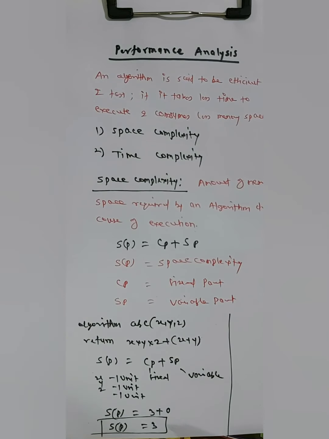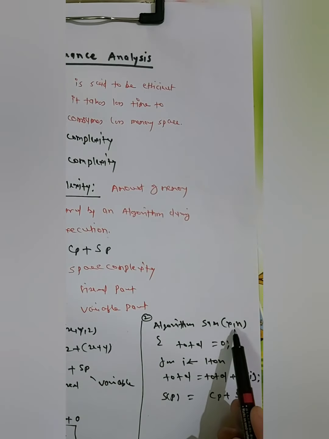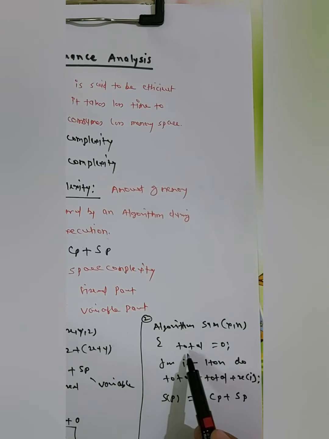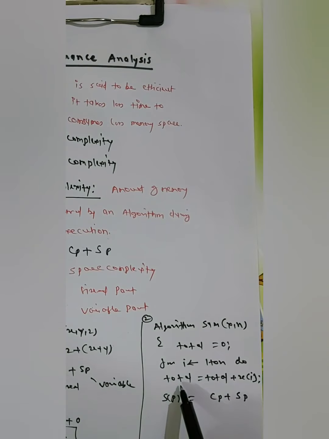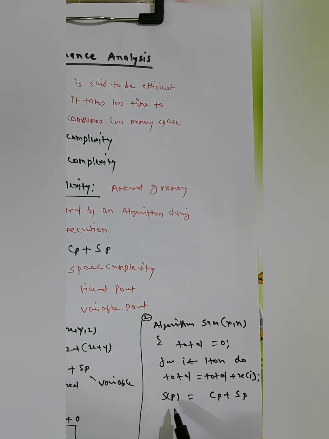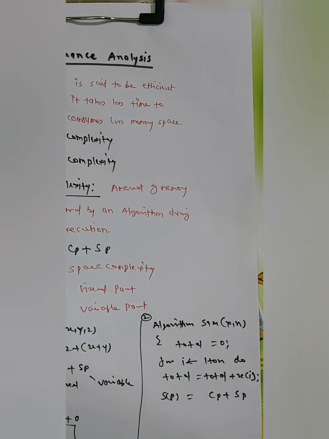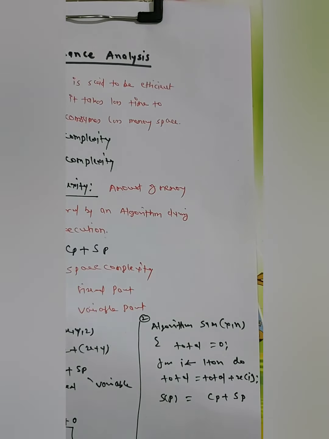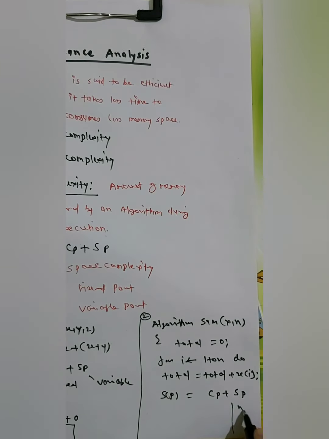Now we can consider another algorithm also. This is our other algorithm. The algorithm is Sum(x, n): total is initialized to 0, for i equal to 1 to n, total is equal to total plus x of i. We have to find the space complexity. First we will find the fixed part space complexity. We have to find the value of n. Suppose the n value is 3.